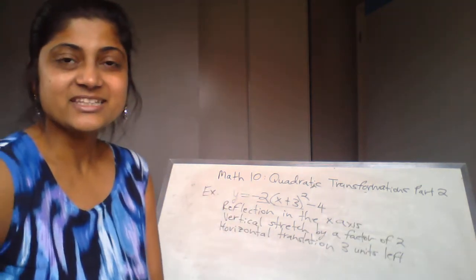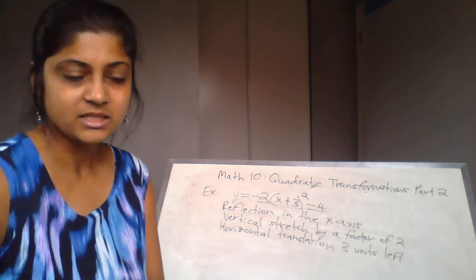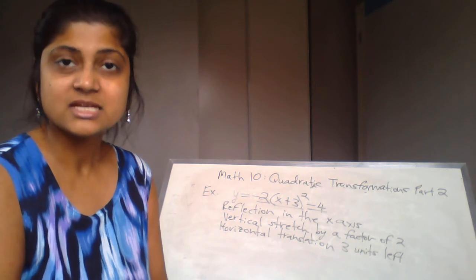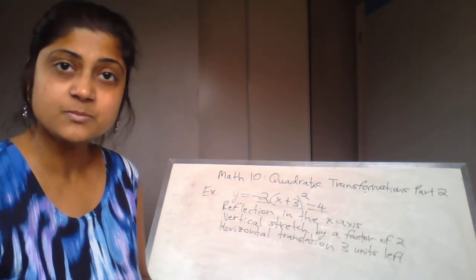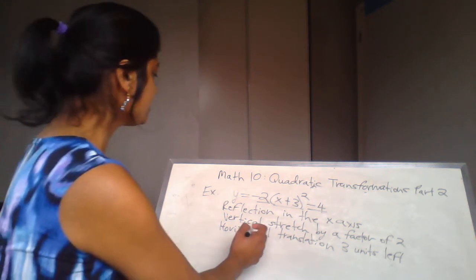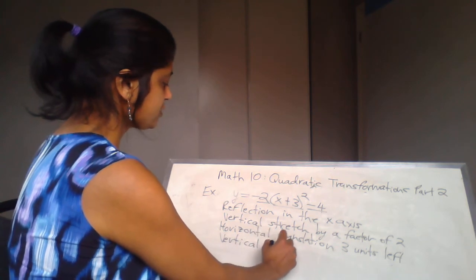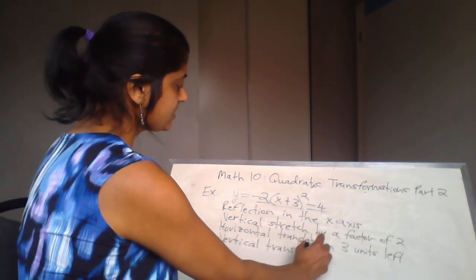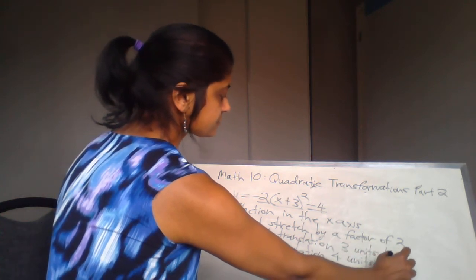Okay. And the last, so that was this one. The last transformation is the -4, okay? Because this is outside of the brackets, this is a vertical translation. Either the quadratic function is moving up or it's moving down. Okay, so here I'm going to put vertical translation. Okay, and this quadratic is moving 4 units down.